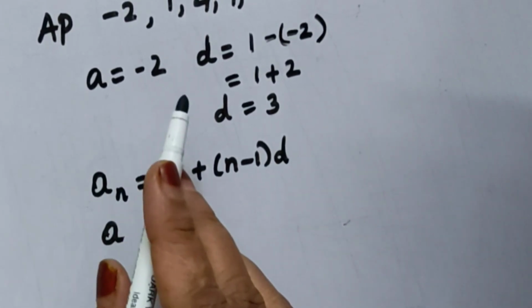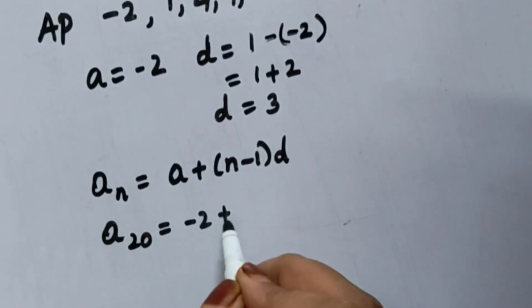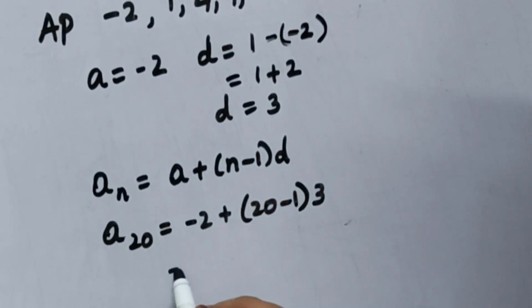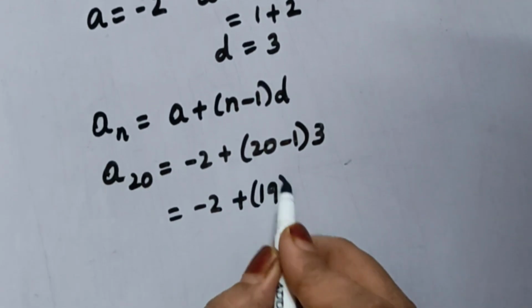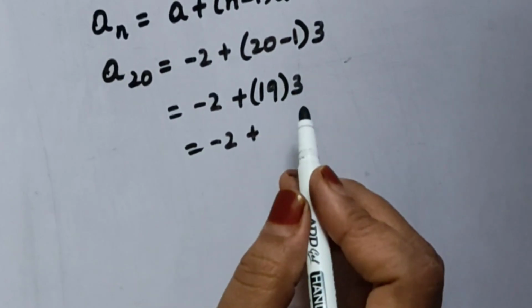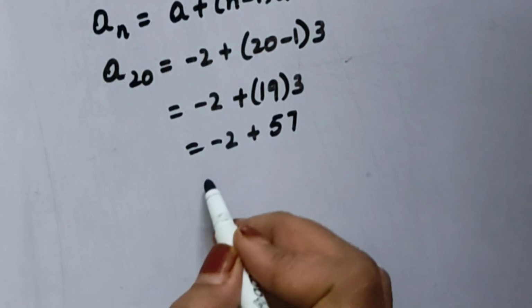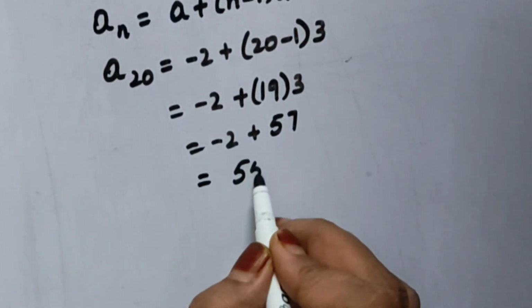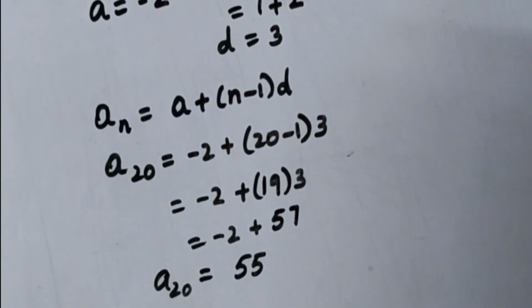So n value we know it is 20, equals to a value is minus 2 plus 20 minus 1 into d value is 3, equals to minus 2 plus 20 minus 1 is 19 into 3. So this is minus 2 plus, when we multiply this we get 57. Okay, now 57 minus 2, if we subtract, I am going to get 55. A20 equals to 55. Hope this is clear.